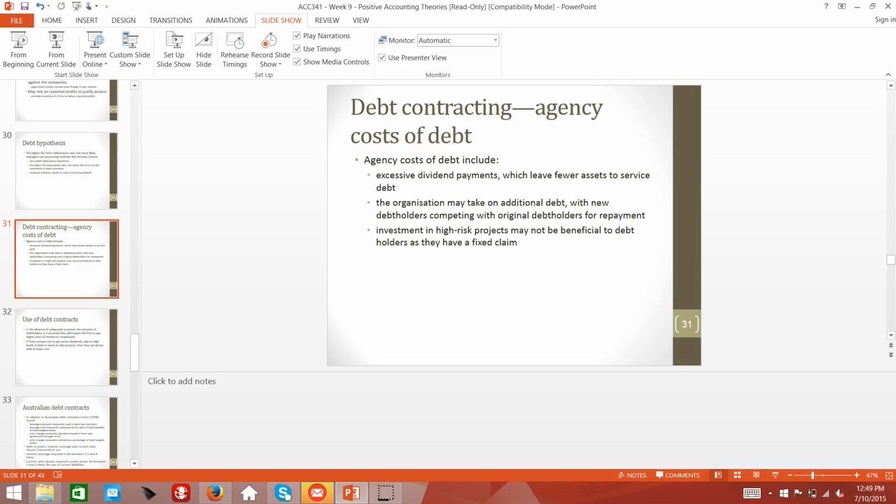They contract us into not taking on additional debt. So they say if you are to enter into any other debt contracts with any other banks, finance companies or businesses, you have to make us aware of that. They don't want anyone competing with their interest bill. They're also not interested, potentially, in high-risk projects.